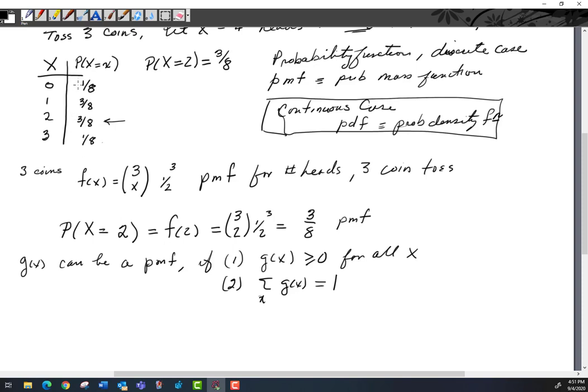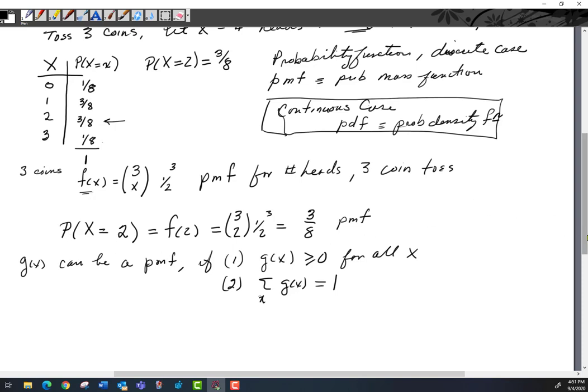Now we can see that that happens here in the case of this f of x for tossing the three coins. These are the probabilities that this function would give me. If I add them up, I've got 1/8, 4/8, 7/8, 8/8, and 8/8 is 1. And I see that all of these values are positive. So 1 and 2 hold, and this f can be a probability mass function. It is a probability mass function.